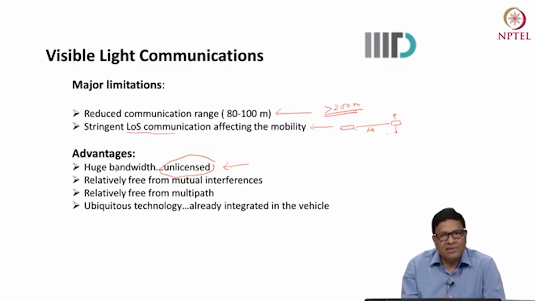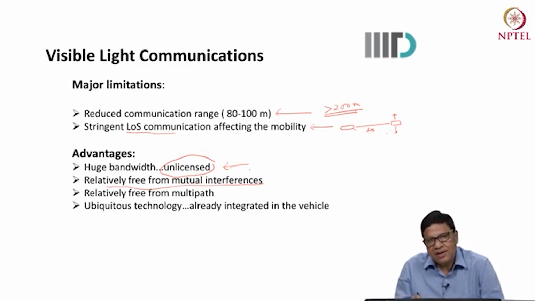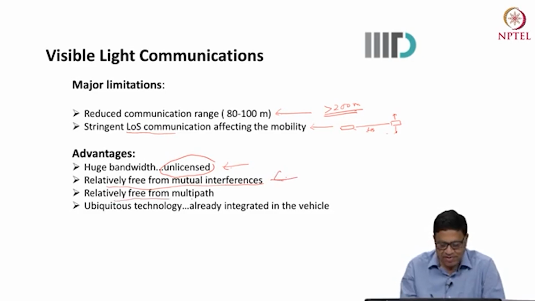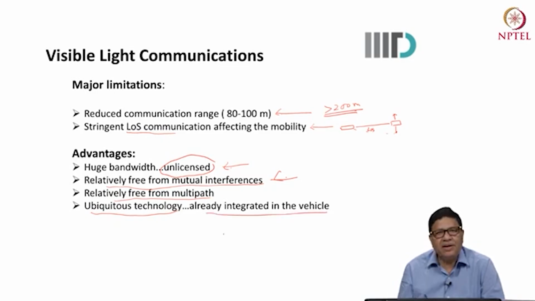Since it is a line of sight technology, it is relatively free from mutual interference, although there will be some light coming from other vehicles surrounding that particular vehicle, but that amplitude is quite low. It is also relatively free from multipath, because it is essentially a line of sight technology, so the amplitude of the multipath is rather less here. And this is a ubiquitous technology. That means all the LED lamps and the tail lights are already part of the vehicle, already integrated in the vehicle. So these are some of the advantages of visible light communication.